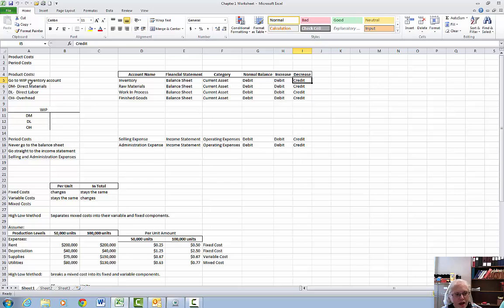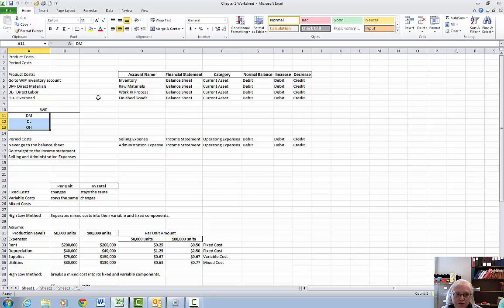There are three items that go into the work in process account. The first one is direct materials, the second is direct labor, and the third is overhead. So when you see the work in process T account, you can know that you've got all the journal entries made when you have direct material, direct labor, and overhead included as the debits to the work in process account.